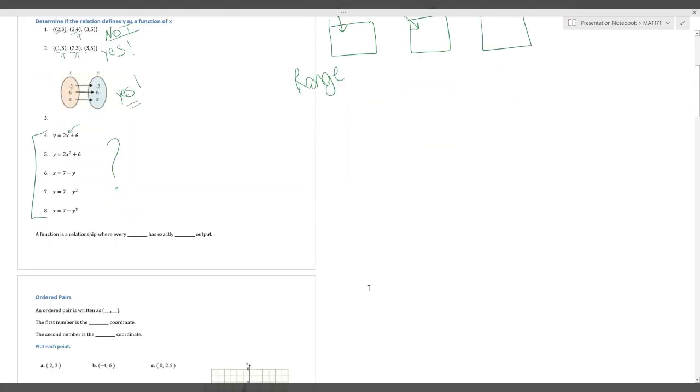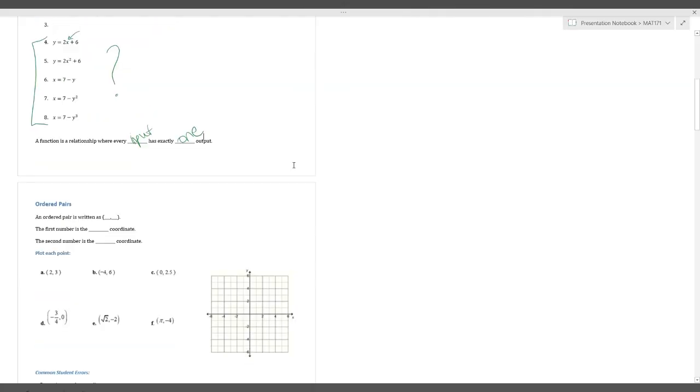So it is important to know that a function is a relation where every input has exactly one output. All right.